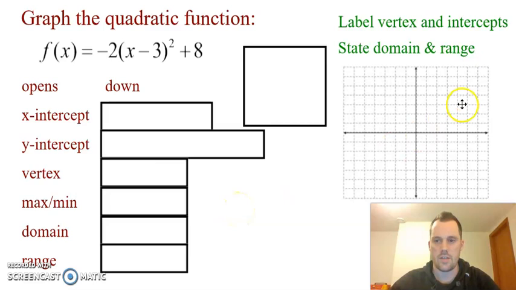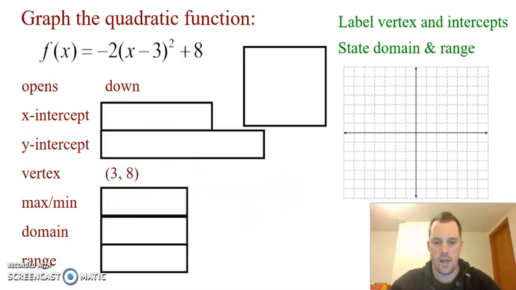I personally like to start graphing as I go, but obviously you can find all the information first, make sure it fits together. So the other thing I notice is that since it's in vertex form, I know the vertex. This number here, the opposite sign is my x value. So since it's x minus 3, I have the vertex positive 3, comma, positive 8.